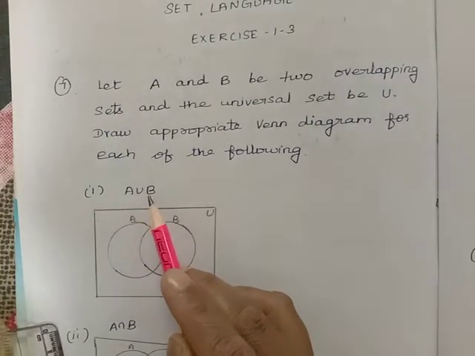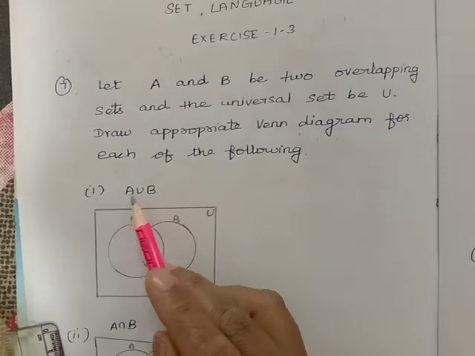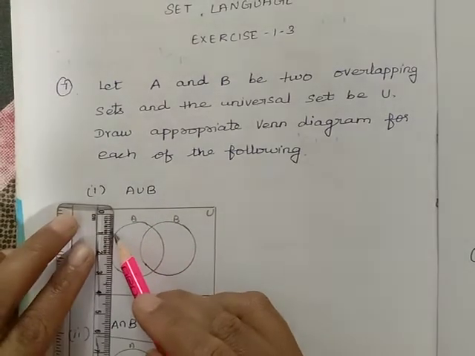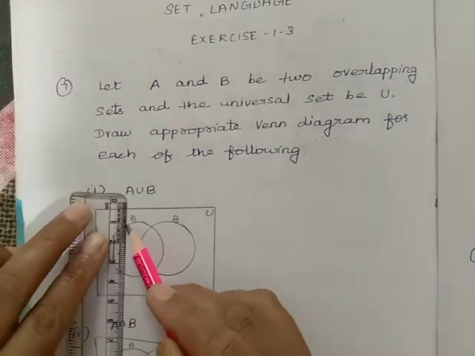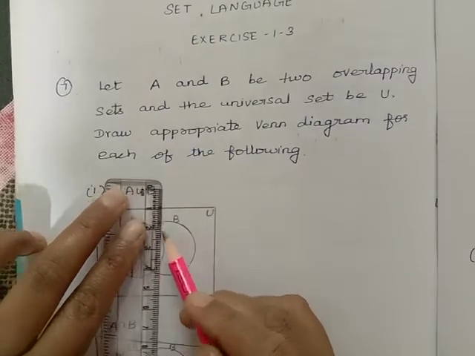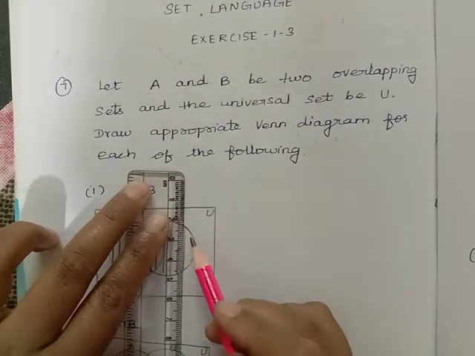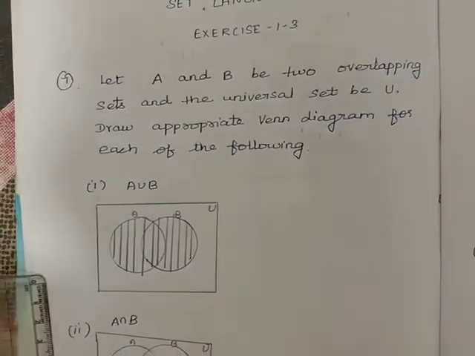A union B means we need A and also B. We want all the values of A and B. So in this we need the circle of A and also the circle of B. So this is the meaning of A union B. A union B means we need the portion of A and the portion of B.